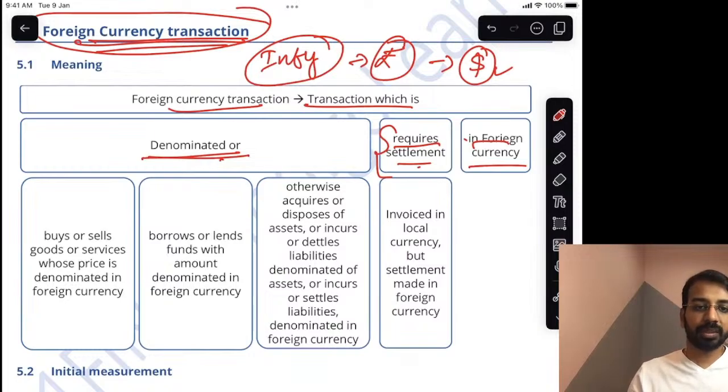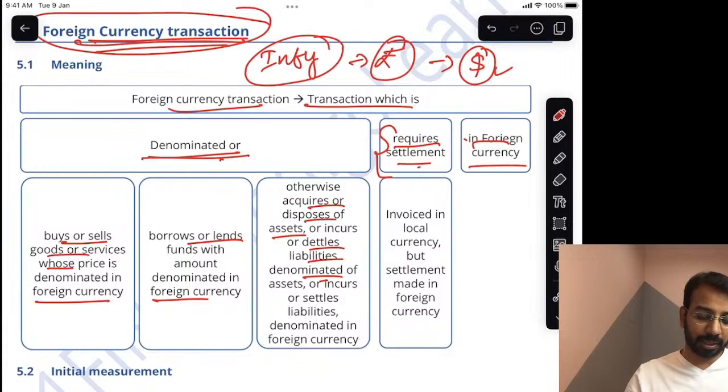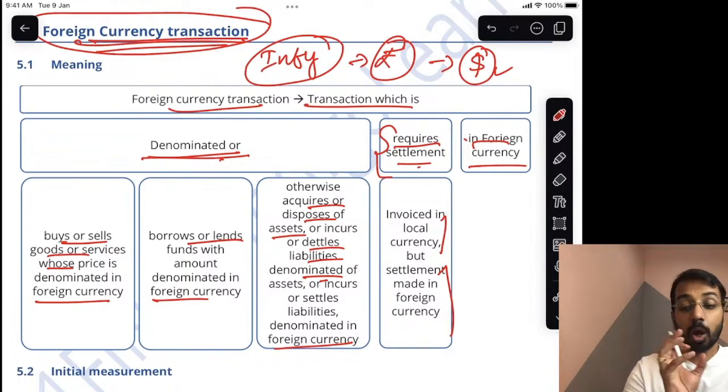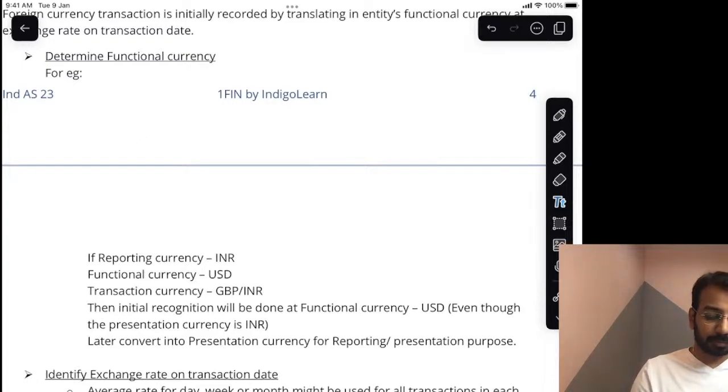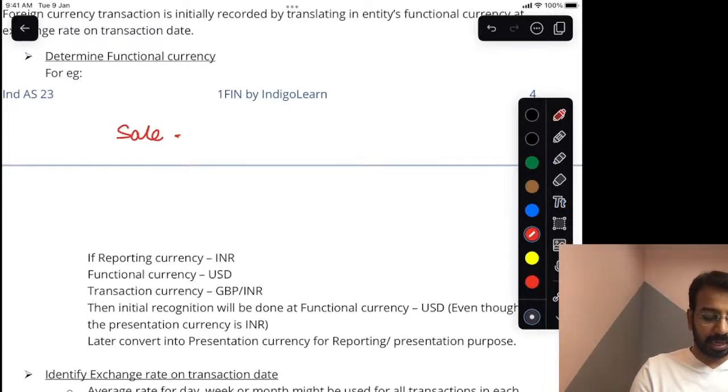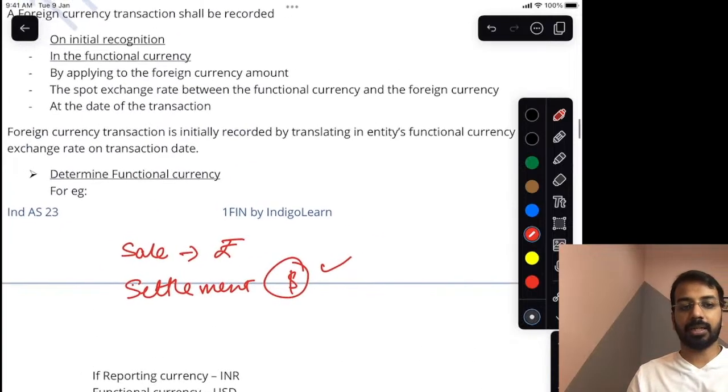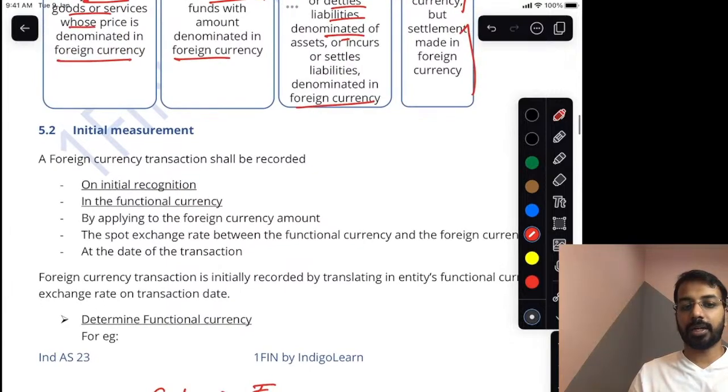Now, in the case of a foreign currency transaction, you can buy or sell goods or services in foreign currency, borrow money in foreign currency, acquire or dispose of assets, or settle liabilities in foreign currency, or you invoice in local currency but settlement is made in foreign currency. Means one leg of the transaction is in foreign currency. So for example, the sale is in rupee but settlement is in dollars. So here also it is a foreign currency transaction. Even if only the settlement is in dollars, it is a foreign currency transaction.